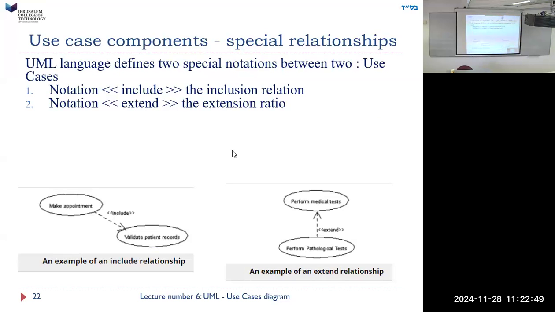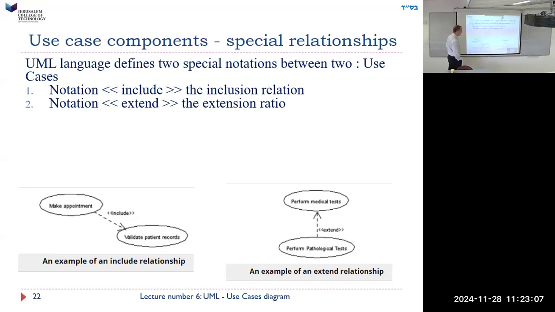So, use case component special relationships. We mentioned this before. These two: extend we mentioned, we didn't mention include. There are two special notations. One is include and one is extend.